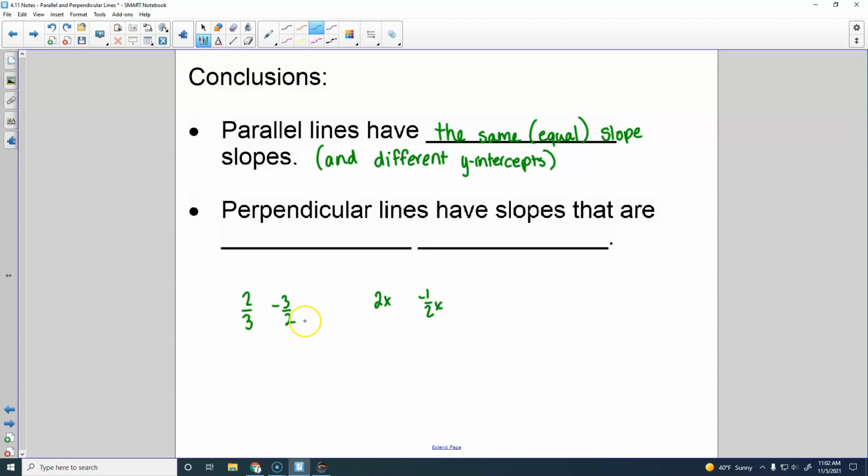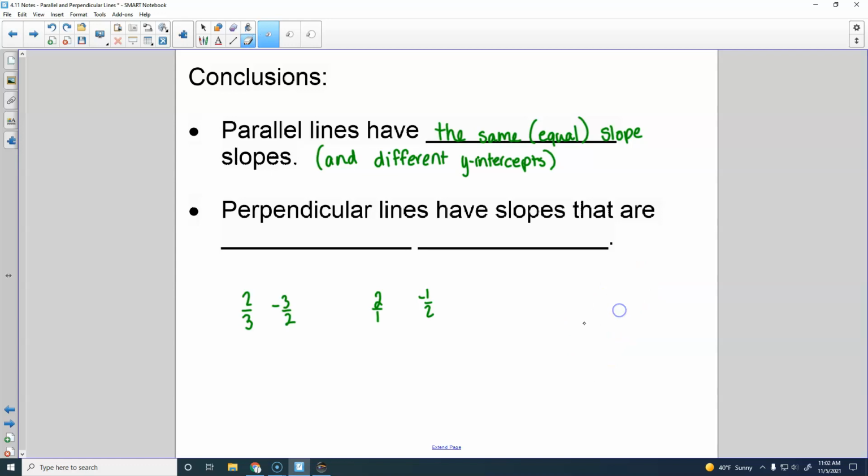Okay? 2's not a fraction, but I could make it a fraction, right? And really, these x's don't have to go with it. So what's happening to the fraction? It's flipping it upside down. And one has to be positive, one has to be negative, right? They can't have the same sign, because if they both have positive slopes, there's no way they can be perpendicular, right? One has to be negative, one has to be positive.